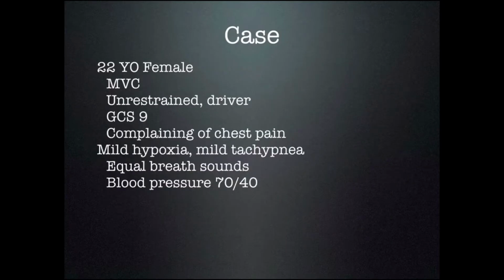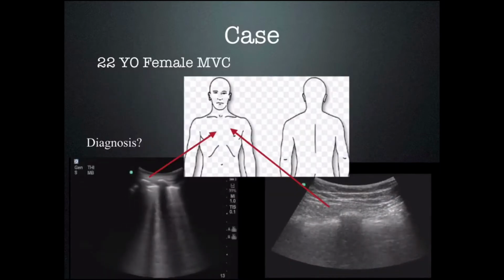How about this case? A 22-year-old female comes in after a car wreck. They were an unrestrained driver. Their GCS is 9. They're complaining of chest pain. They've got mild hypoxia, mild tachypnea. Their breath sounds are equal, but they've got a blood pressure of 70/40. So we scan their anterior chest. On the right side, we see lung rockets. On the left side, we see normal lung. What is the diagnosis?